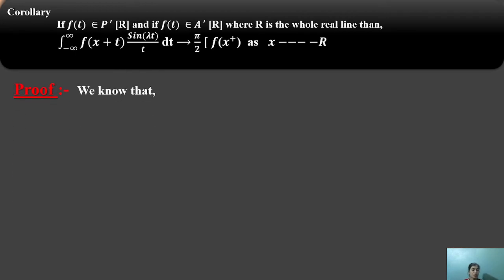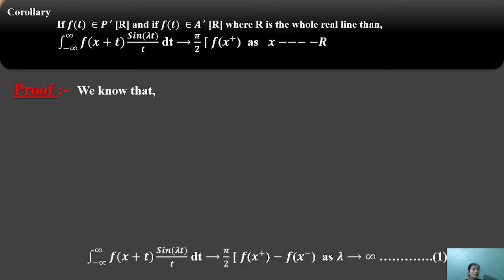Next is the second corollary. If f(t) is an element of P'(R) and f(t) is an element of A'(R), where R is the whole real line, then the integral from minus infinity to infinity of f(x+t) sin(λt)/t dt tends to (π/2) f(x+), where R is the whole real line. Both of these equations are given.